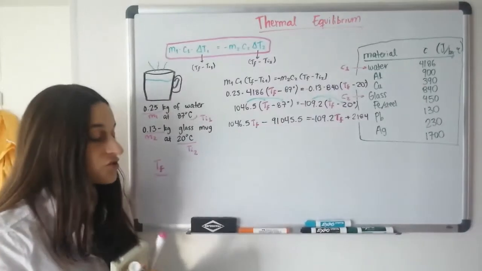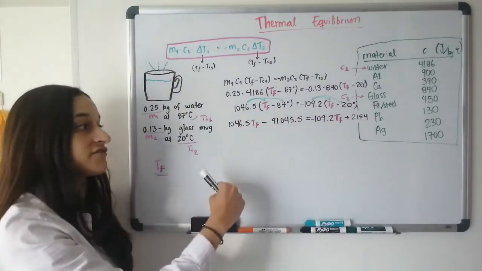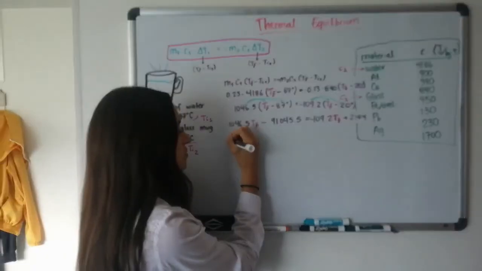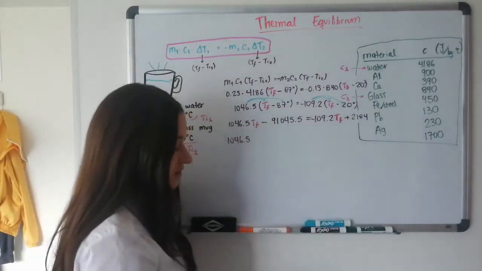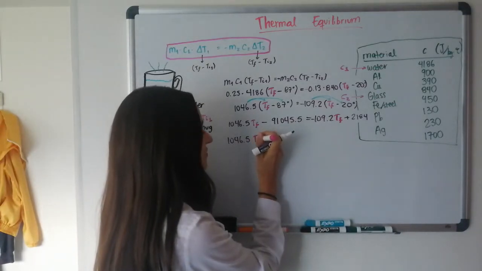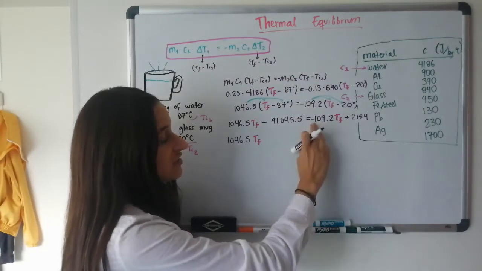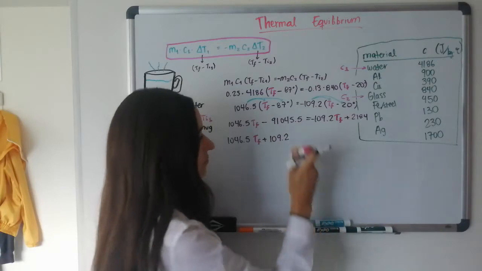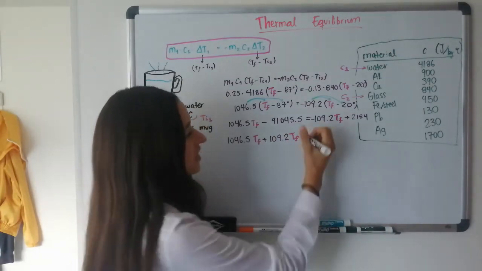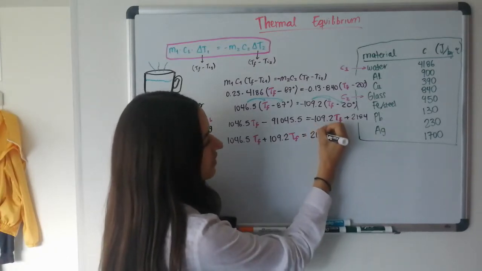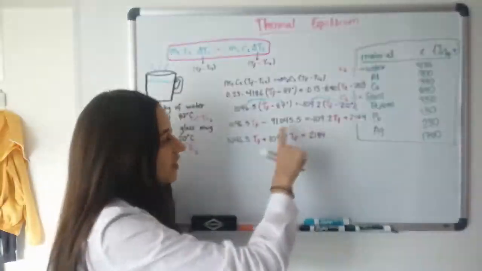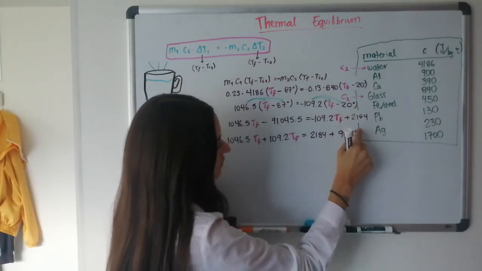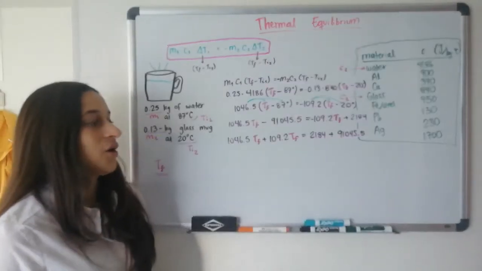So we want to solve for TF. So the way we do that is to pass everything that has a TF to the left and everything that doesn't have a TF to the right. So this one has a TF and it's already on the left. We can leave it there. So we have 1,046.5 TF. This is getting tiring. And we pass this one to the left, and this one was negative here, so we pass it to add to the other side. So plus 109.2 TF on this side. And we equal, so this one didn't have a TF and it's already on the right, so we leave it there. And now we have to pass this one, which doesn't have a TF, to the right. So it's subtracting here, so we pass it to add here, so plus 91,045.5. Okay, we're almost done.